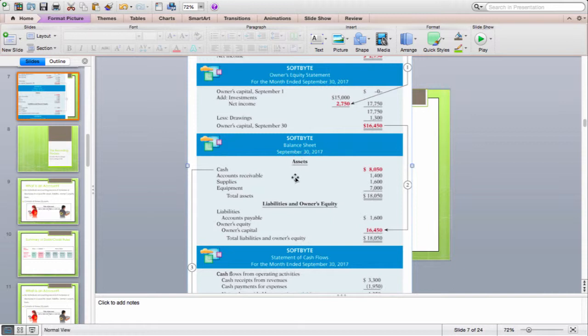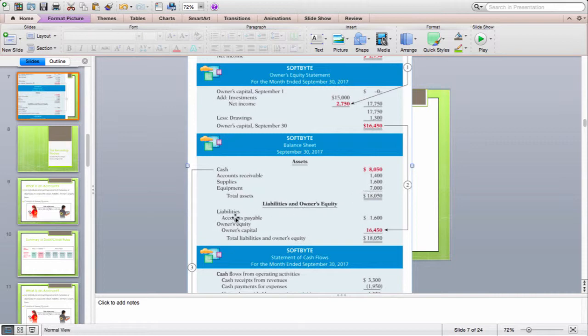Now you report all of your accounts under assets. Remember, we've been working with 4 accounts so far: cash, accounts receivable, supplies, and equipment. So you report all of your balances there, and you add them all up to determine your total assets. Okay? Then you list the liabilities and owner's equity right here to determine that total.